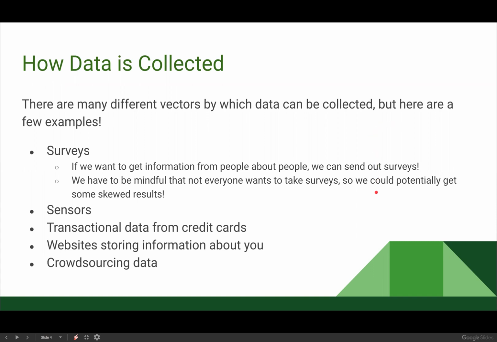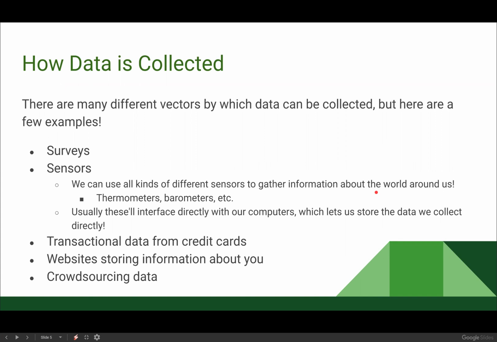We can use sensors to gain all kinds of information about the world around us, or even about ourselves. We can use thermometers, we can use barometers to see what the weather's going to be like. There's lots of different types of sensors that we can use to gain information. And usually these will interface directly with our computers, which lets us store the data that we are collecting directly. We don't have to go through any other means to store our data because it's going straight from the sensor to the computer, which is very convenient.